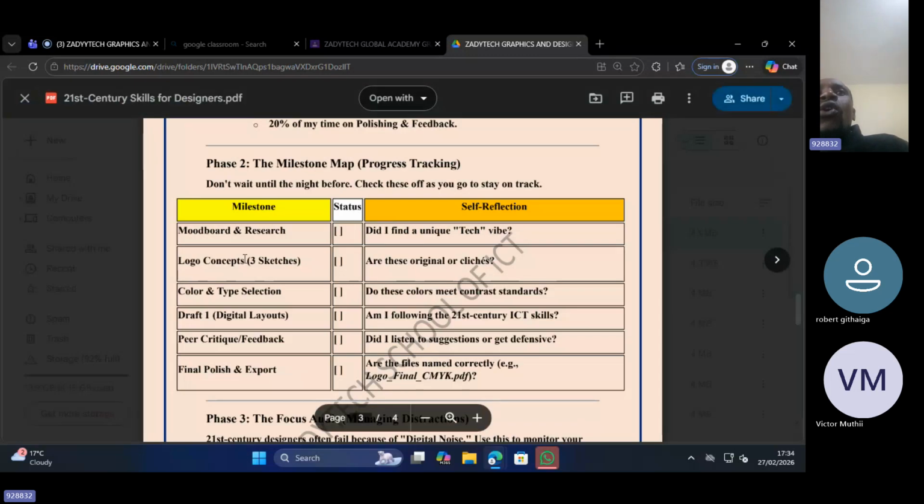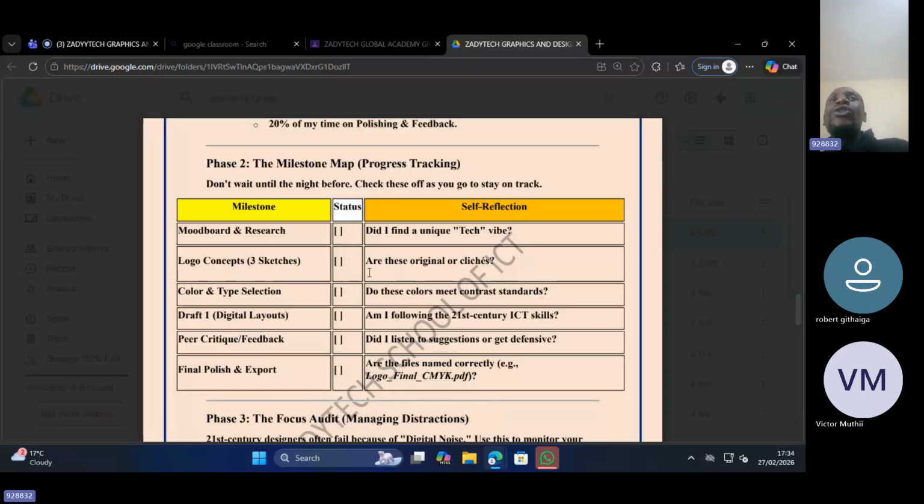Yes, then you go to logo concept, 3 sketches. Maybe you're going to do 3 sketches after 10 minutes. I'm going to take around another 20 minutes. So another 20 minutes, I do the rough sketches on how this design should look like, from the research that I have made. Yes, I have achieved in the next 20 minutes, you tick there. Current type selection.